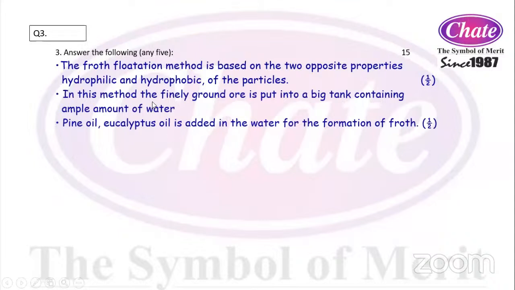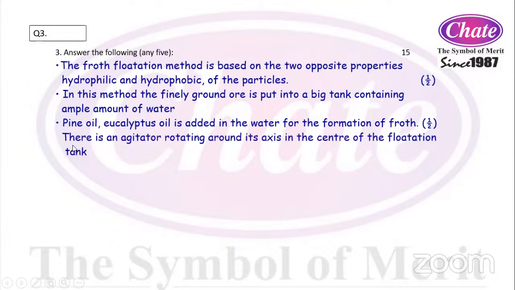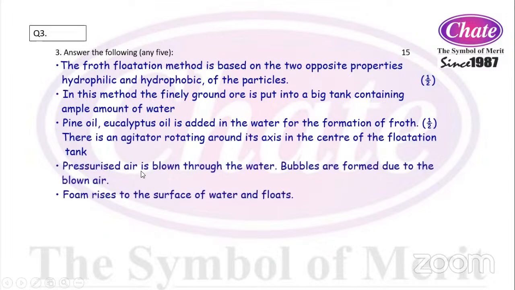So here you can say that in this method, the finely ground ore is put into a big tank containing an ample amount of water. Pine oil or eucalyptus oil is added to the water for the formation of froth. Now, how will it form? There is an agitator rotating around its axis in the center of the flotation tank. Then pressurized air is blown through the water. Bubbles are formed due to the blown air. Because of this, foam rises to the surface of the water and starts to float.